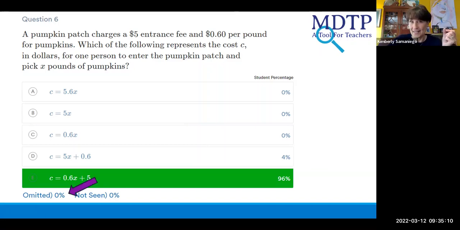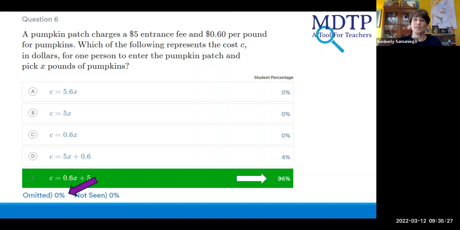This is question 6. All the students answered this question. Not seen: all the students saw this question. These are totally different data. So not seen means that they didn't finish, they did not even see the problem. Okay. Another thing we look at is the answer correct.